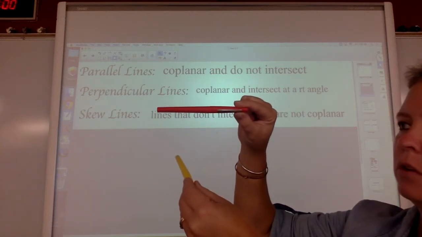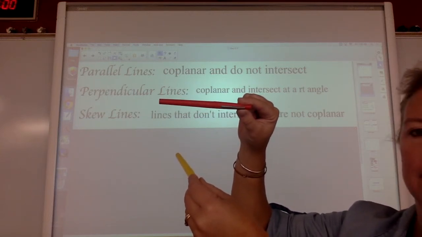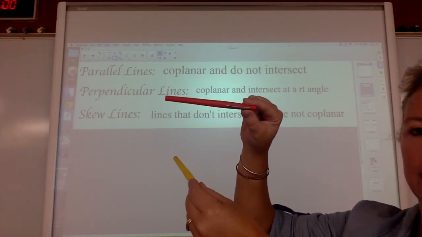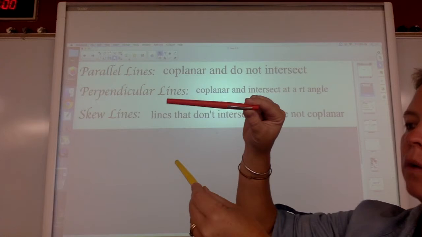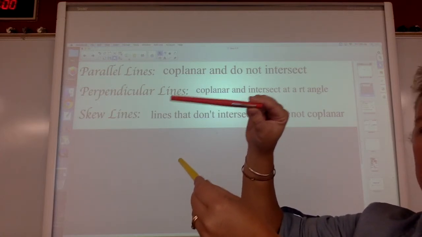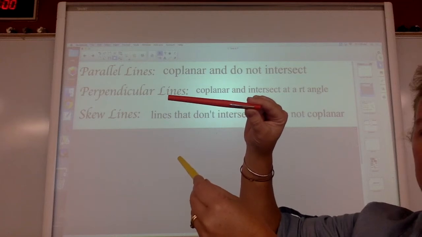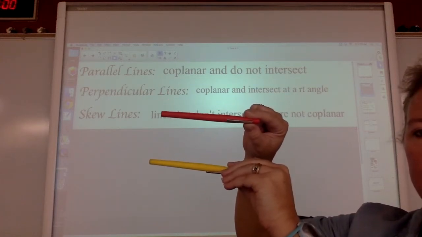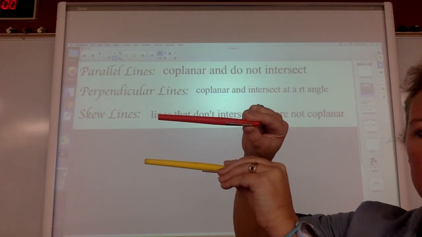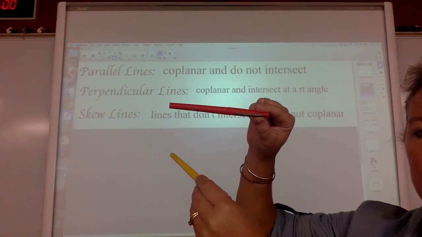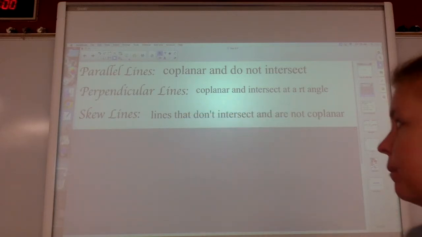But the fact that you used to be told that parallel lines never intersect was not enough information. Skew lines never intersect either. So the difference in distinguishing between them: skew lines are non-coplanar and never intersect. Parallel lines are coplanar and never intersect. Coplanar and don't intersect, not coplanar and don't intersect.